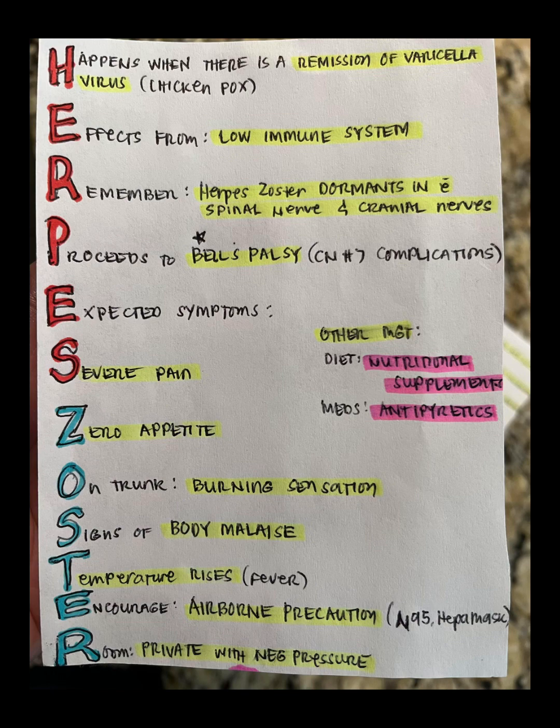Again, if we're talking about Bell's palsy, always remember that it has something to do with cranial nerve number 7. So para hindi makalimutan, you can remember it by making dugtong, Bell's palsy with 7. So that's going to be Bell's palsy 7. What are the symptoms of herpes zoster?